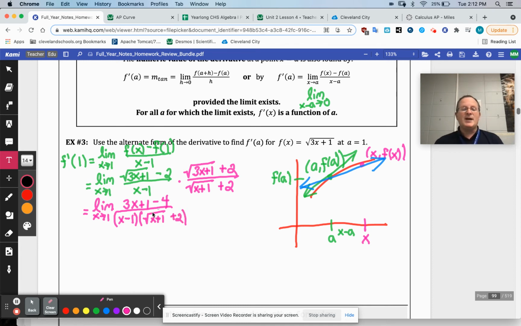Now watch what we can do up top. So up top, that is 3x minus 3. That's really good because then I can factor out. So that's a 3x minus 3, and I'm going to factor out a 3 from that 3x minus 3, and then magic happens. So factor out a 3. And x minus 1 is so sweet.